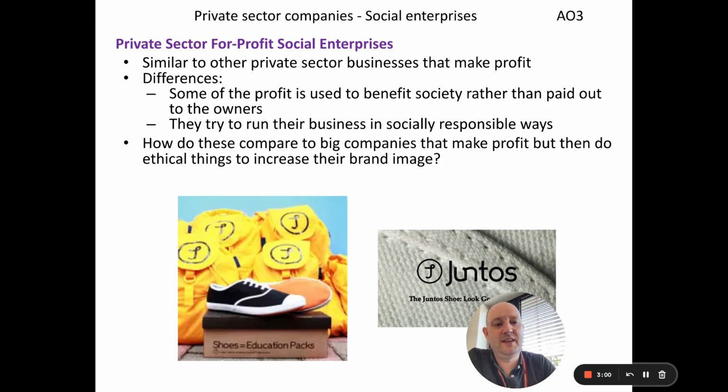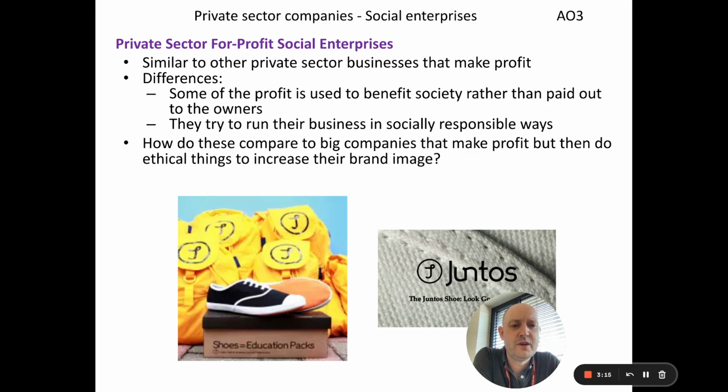Now, a good question here is, well, what about big companies that do make profit, but then do other things which are trying to enhance their brand image? Well, I think it becomes a little bit cloudy, a little bit muddy. What is the right answer?